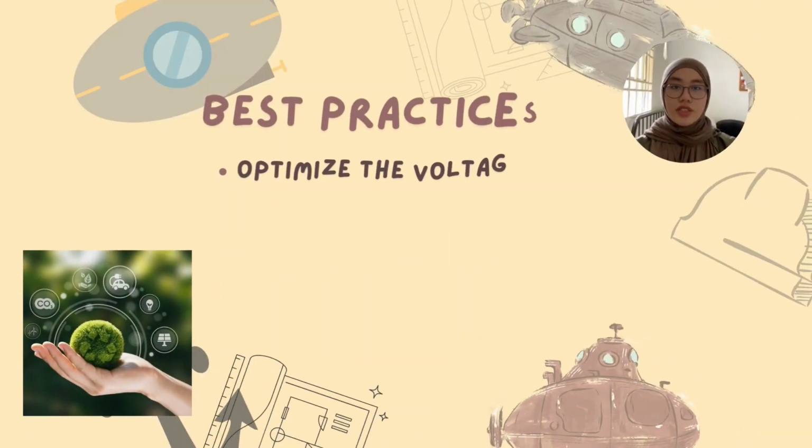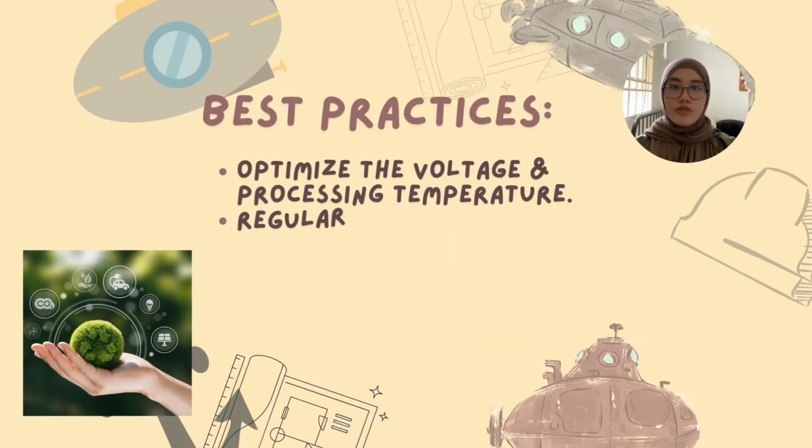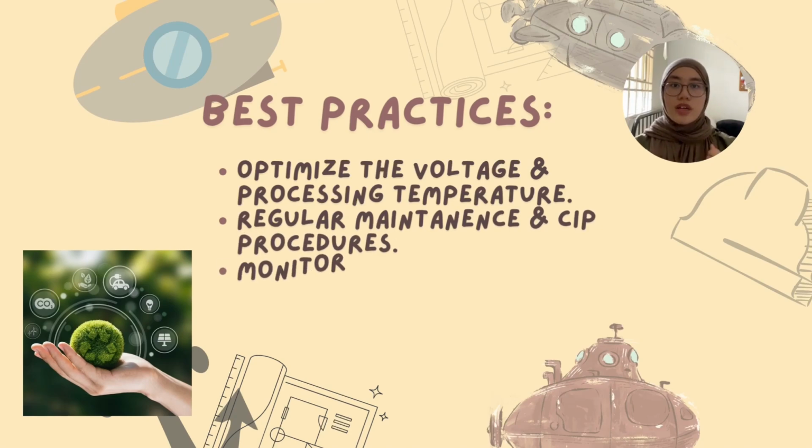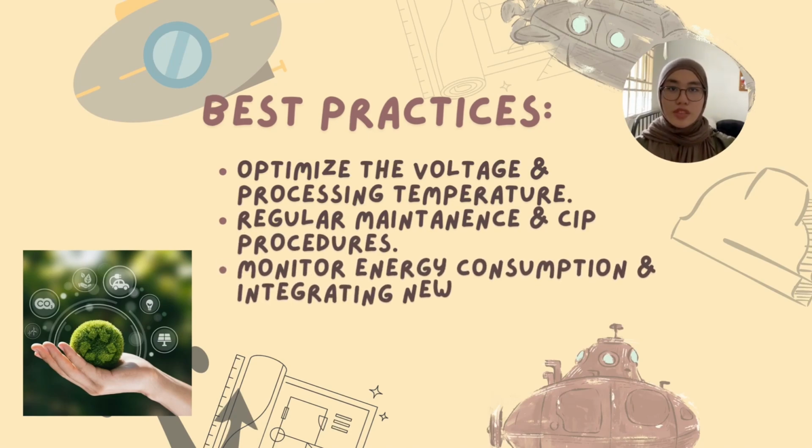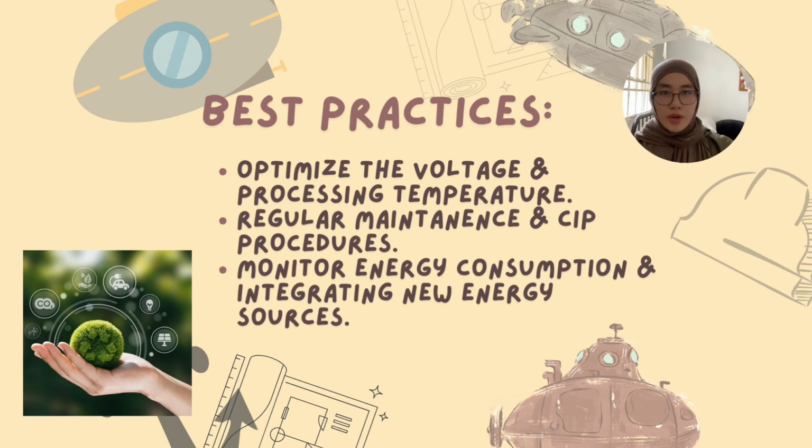To ensure these sustainability benefits are achieved, several best practices should be followed. Food manufacturers should optimize the voltage and processing temperature to ensure uniform heating without affecting product quality. Regular maintenance and cleaning in place procedures should be carried out to maintain hygiene and equipment efficiency. Finally, monitoring energy consumption and integrating renewable energy sources such as solar power can improve the sustainability of the process.